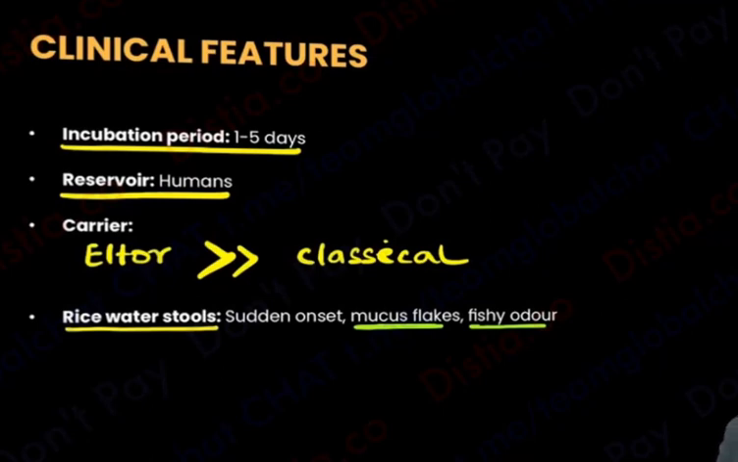Fishy odor, and since this is diarrhea, it's going to be a sudden onset. So sudden onset of a fishy odor, fishy, flaky, and fatafat. Okay, so if you see something like a fishy odor which is going to have a flaky, and it's going to happen very fatafat, that is what you call as the rice water stool.